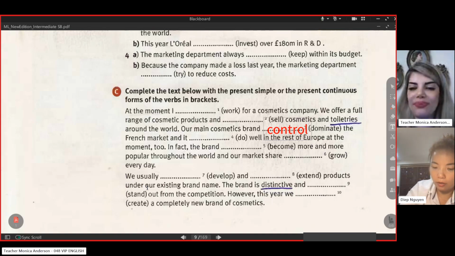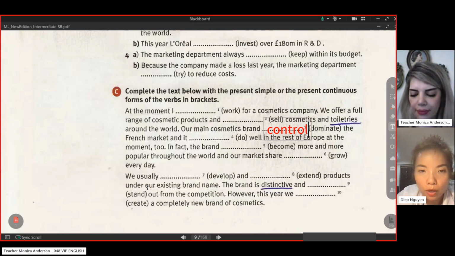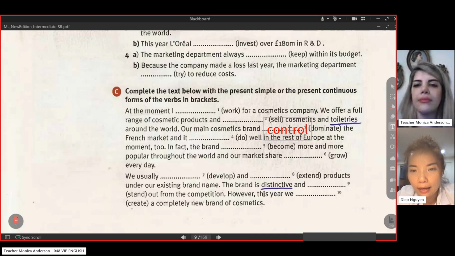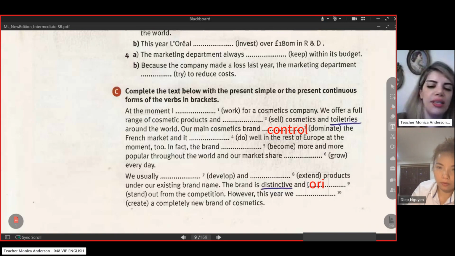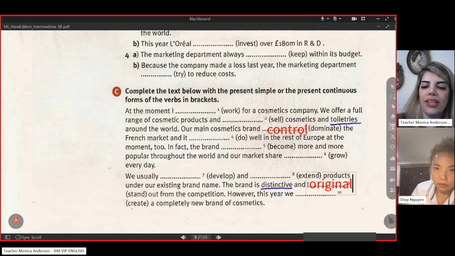We usually develop and extend products under our existing brand name. The brand is distinctive. Distinctive means original, characteristic, original. So original or characteristic.